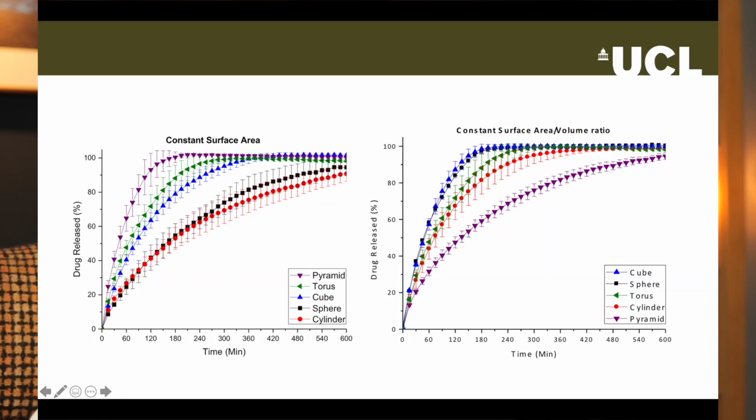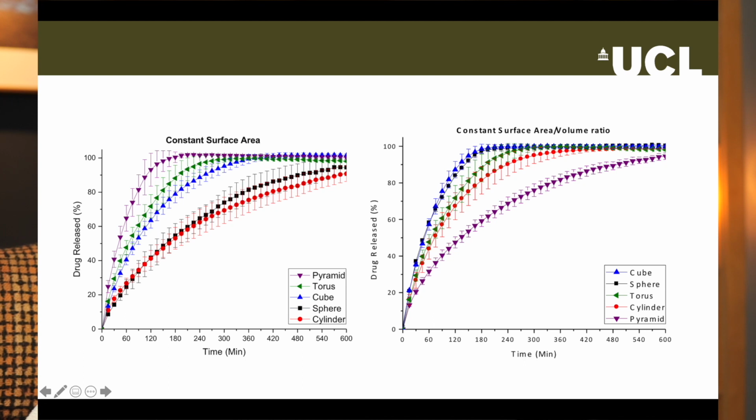There are a lot of data, but just focus on the purple line, which represents the pyramid. You can see it was the fastest releasing shape when the surface area was constant, but the slowest when the surface area to volume ratio was kept constant. We think the reason we didn't see similar release profiles for all shapes was because once added to water, the printlet swelled and dissolved. So although their geometric features were the same initially, they soon changed during the test. The data also show, again, that you can control the release kinetics from printed tablets very easily by changing shape.